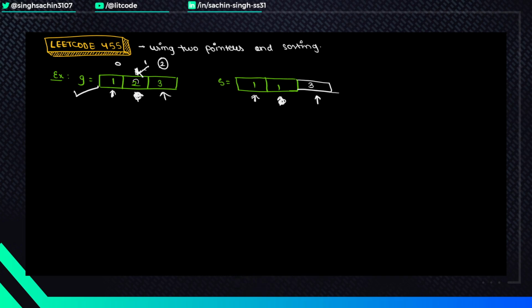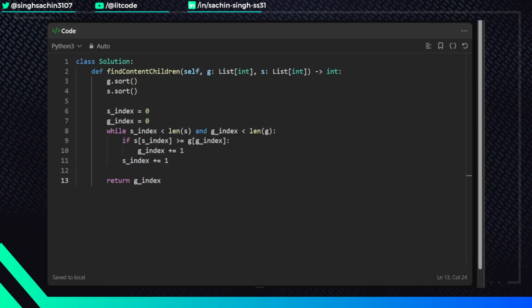Okay, so let's check out the code for this. What I'm doing over here is sorting both the arrays first, so that we get the elements in order, and after that we are initializing two pointers, s index and g index. Now I want to run a loop till I finish either of the two arrays, either the g array or the s array.